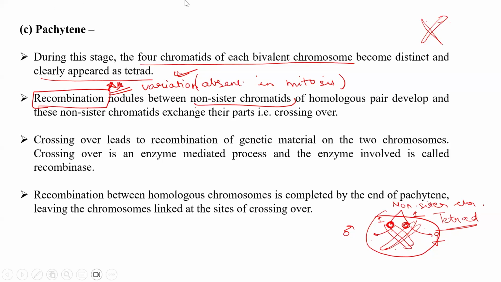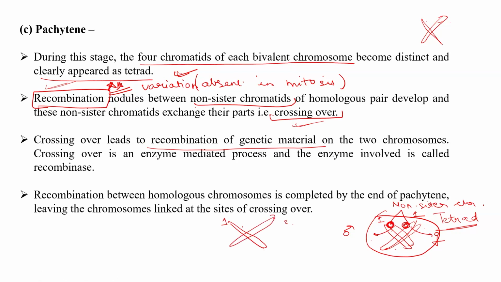So the recombination nodule is formed between the non-sister chromatids of the homologous pair developed, and these non-sister chromatids exchange their parts, that is the crossing over. So these non-sister chromatids exchange their genetic material, which is known as the crossing over, and the process is known as recombination. Crossing over leads to recombination of genetic material. So the genetic material of this one DNA was, so if I have to tell you, suppose this is the one non-sister chromatid and this is the other non-sister chromatid.